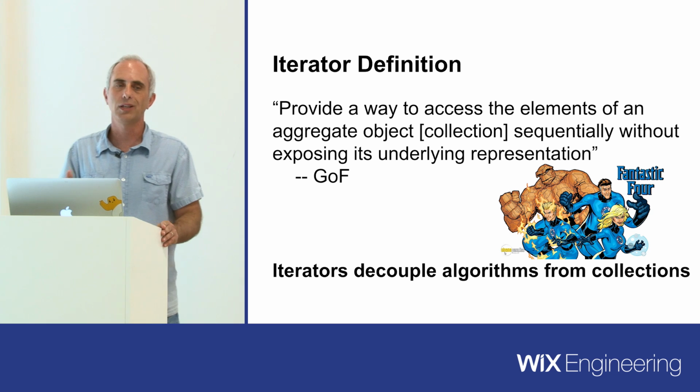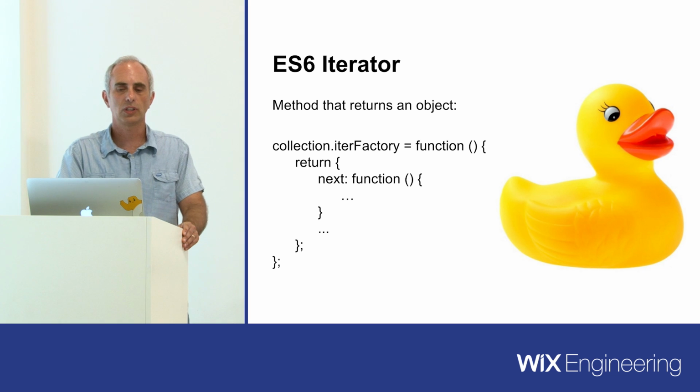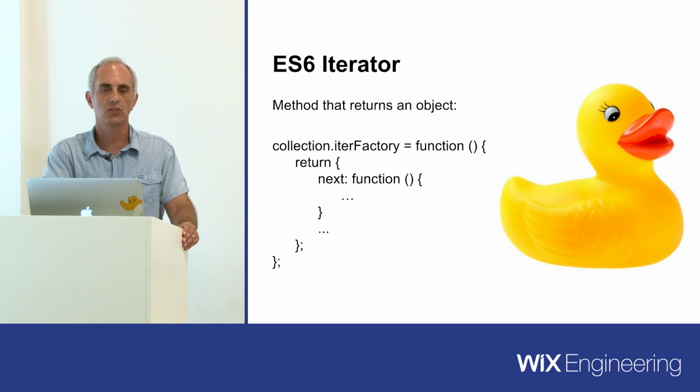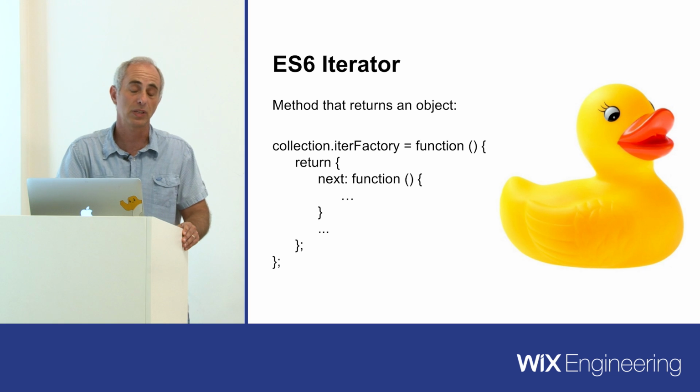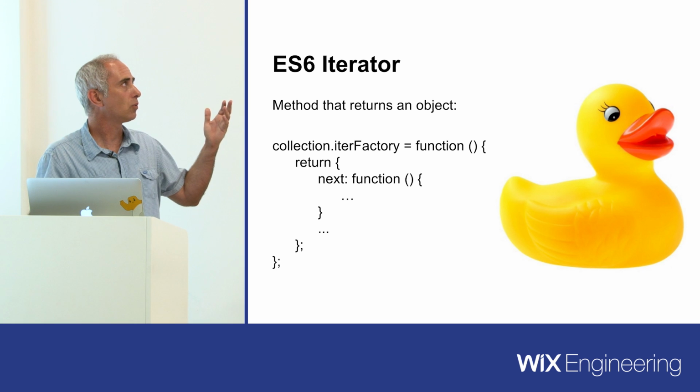That means you can use the same iterator interface to iterate over elements in whatever type of collection. And therefore, if you implement your algorithm on top of that iterator interface, you really don't care how the collection is implemented internally. So effectively, as is stated below, iterators decouple algorithms and collections. Let's look at a very simple way in which ES6 actually defines iterators. They are simply methods that return an object.